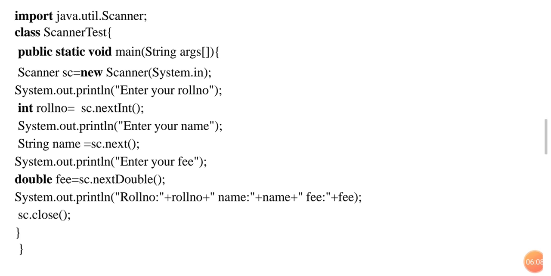First, for every program, we need to first import the predefined packages. So java.util.Scanner class. Created the new class with the name ScannerTest, whatever the code we are writing within the main. So to invoke the predefined methods, first we need to create the object. So that is Scanner sc.